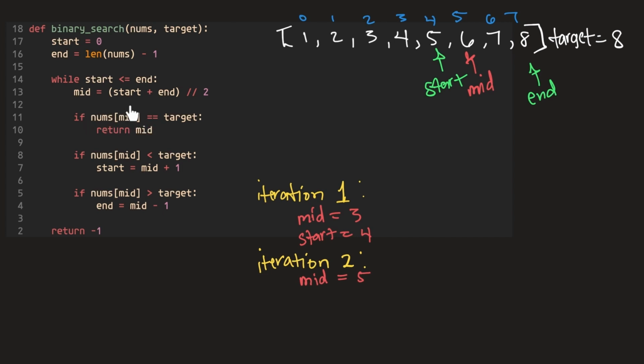And then we check to see if our value at mid is equal to target. Our value at mid is 6, our target is 8, so this will not resolve to true. And then we check to see if our value at mid is less than our target, or if our target is greater than our value at mid. And our target is 8, and our value at mid is 6, so our target is greater than our value at mid. So that means that our target is going to be on the right side of our mid. So we're going to once again set our start equal to mid plus 1. So our start is going to move to mid plus 1. So within this second iteration, we set our start equal to mid plus 1, which is index 6.